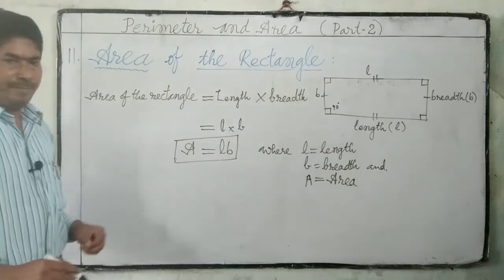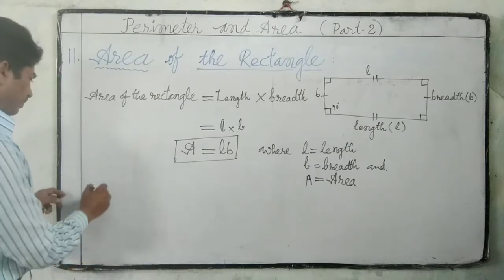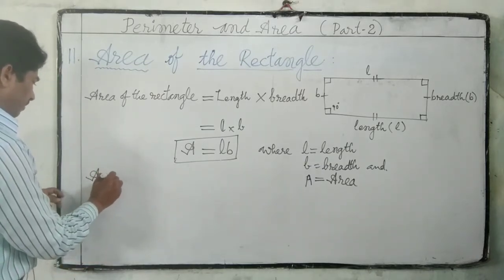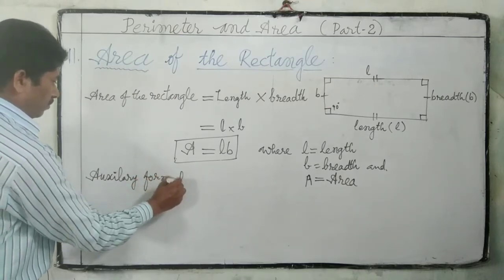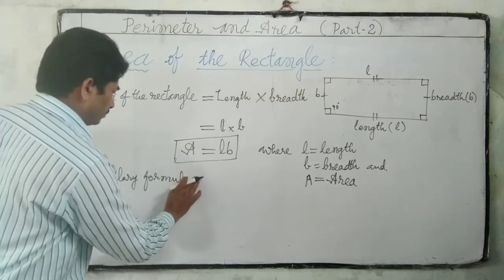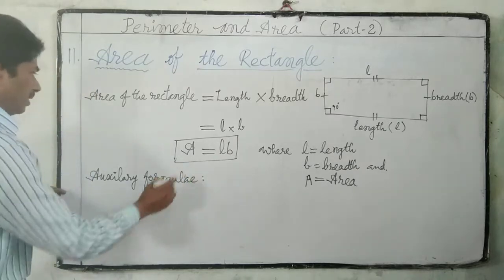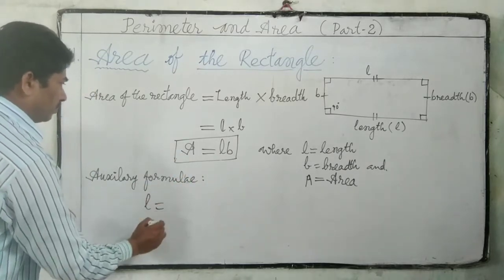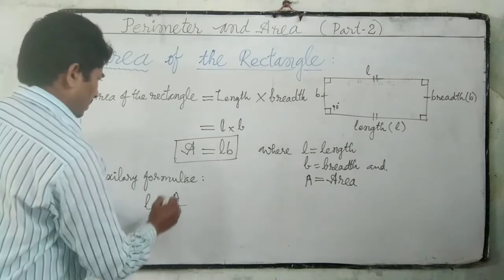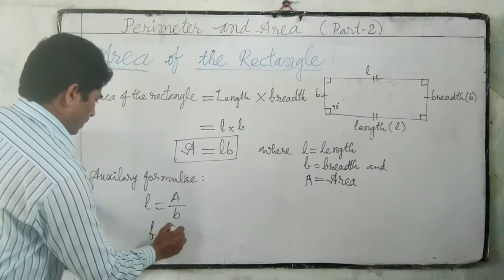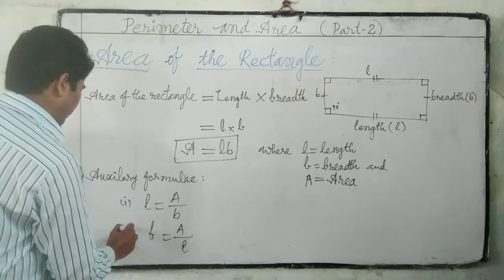This is a main formula. From this main formula, we can get auxiliary formulas also. Auxiliary formulas. L is equal to A by B, area by breadth. B is equal to area by length. These two are auxiliary formulas.